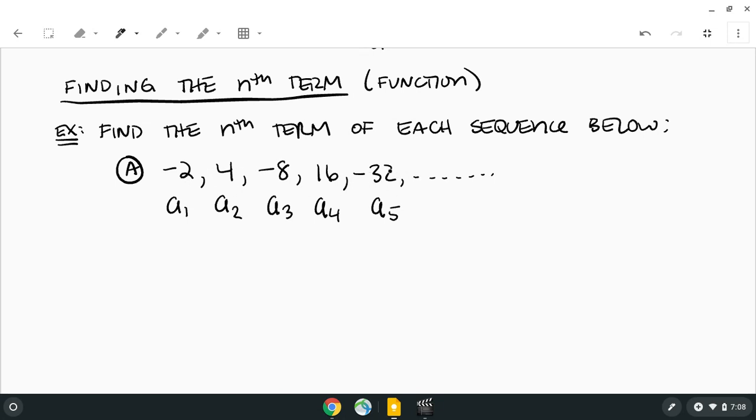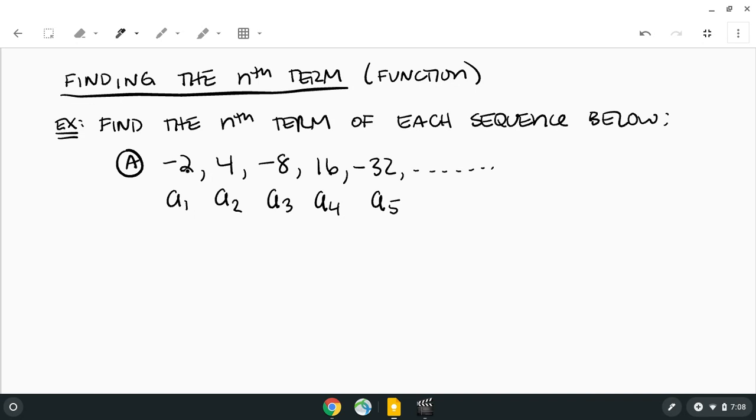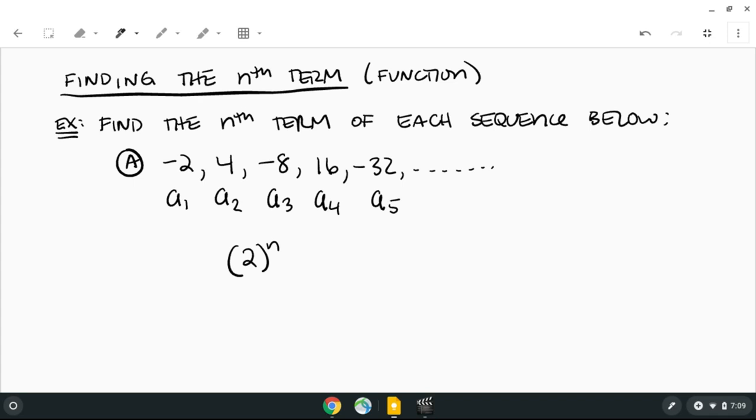Hopefully you notice that these here, 2, 4, 8, 16, 32, are all powers of 2. That's like 2 to the first, 2 to the second, 2 to the third, 2 to the fourth, and 2 to the fifth. So we at least know that part, right? We at least know it's 2 to the nth.